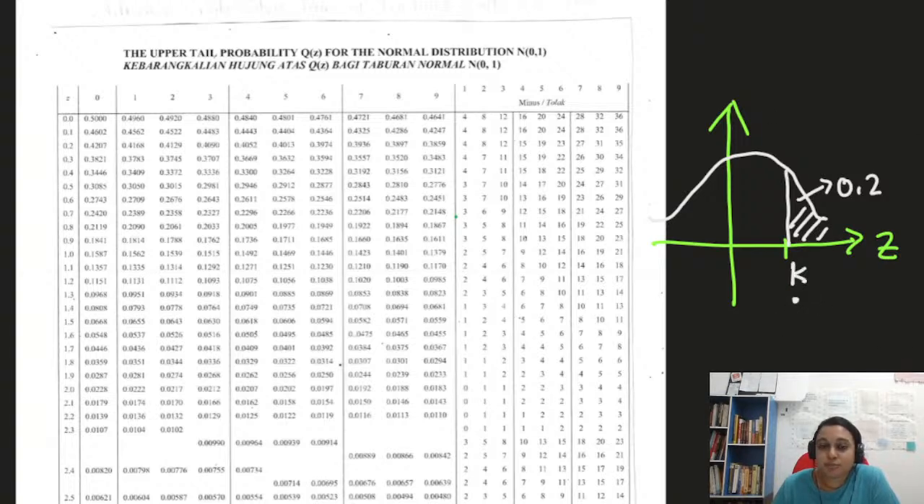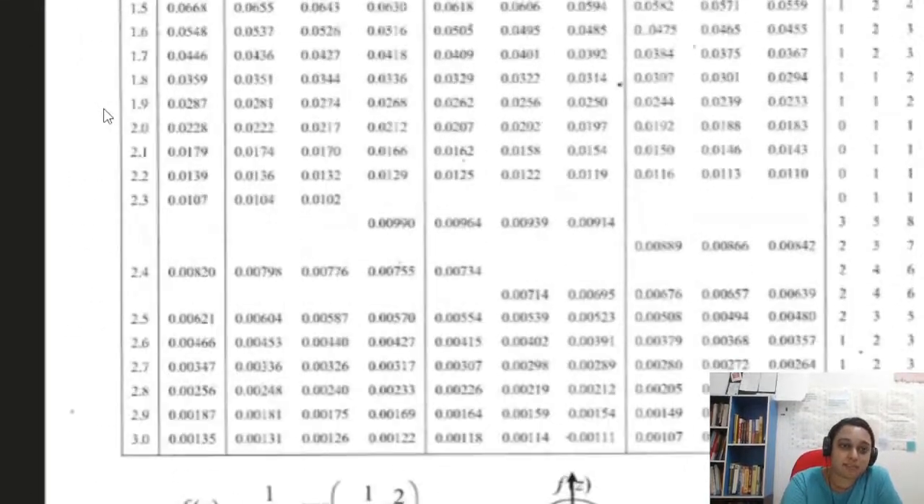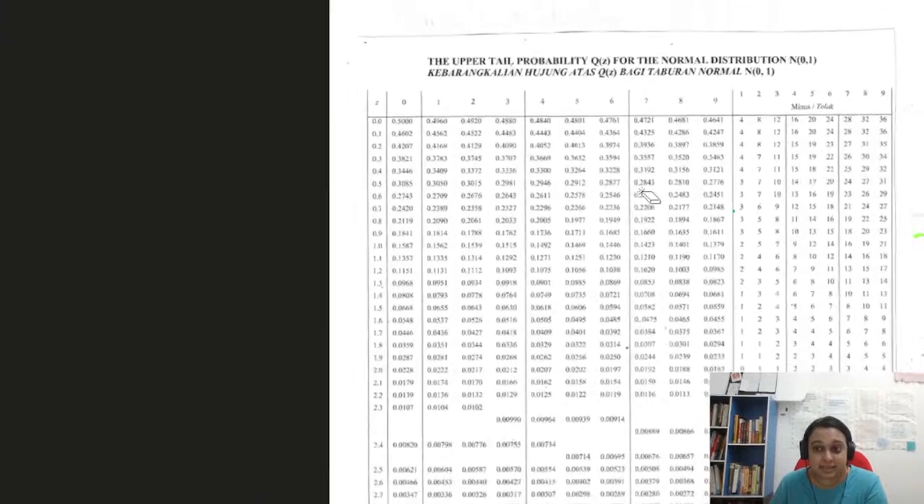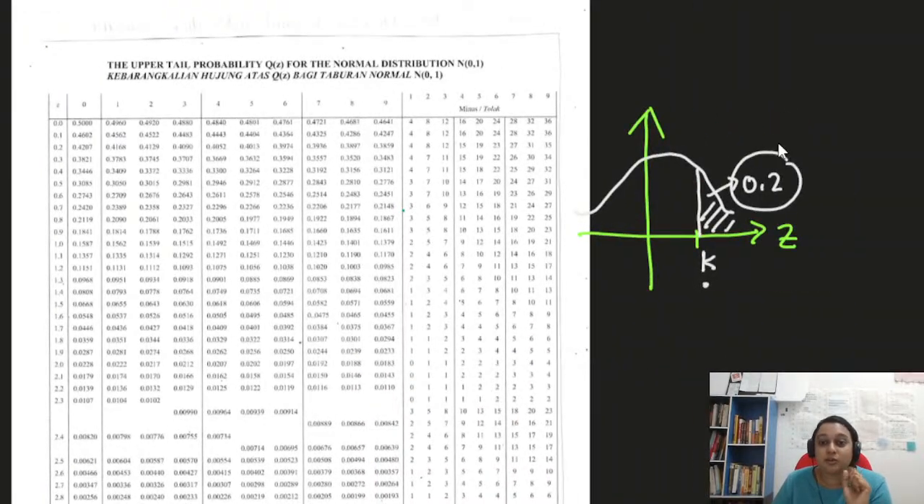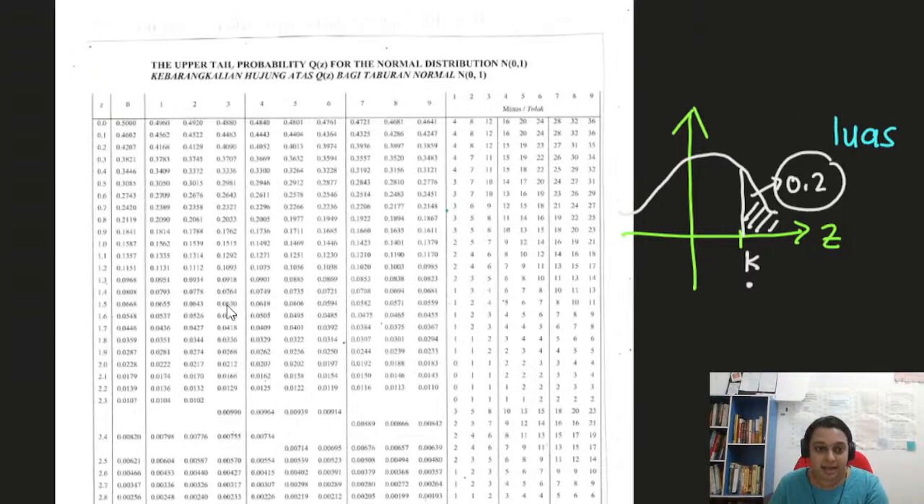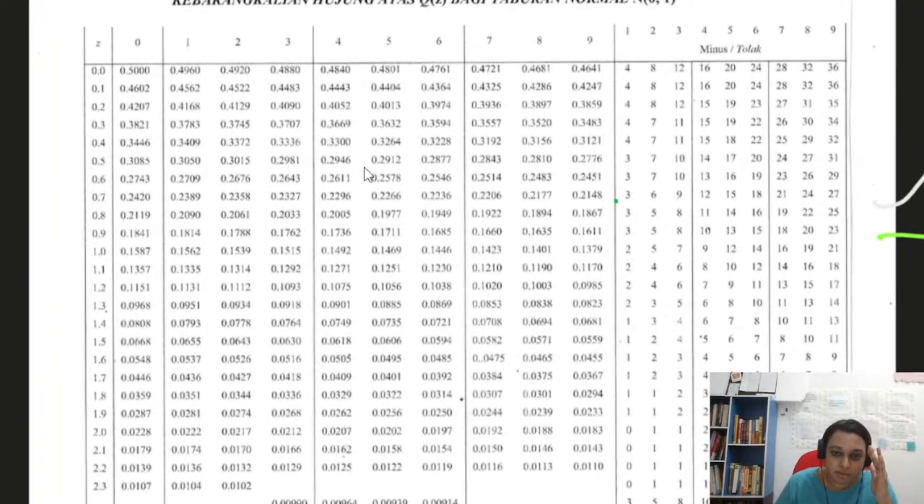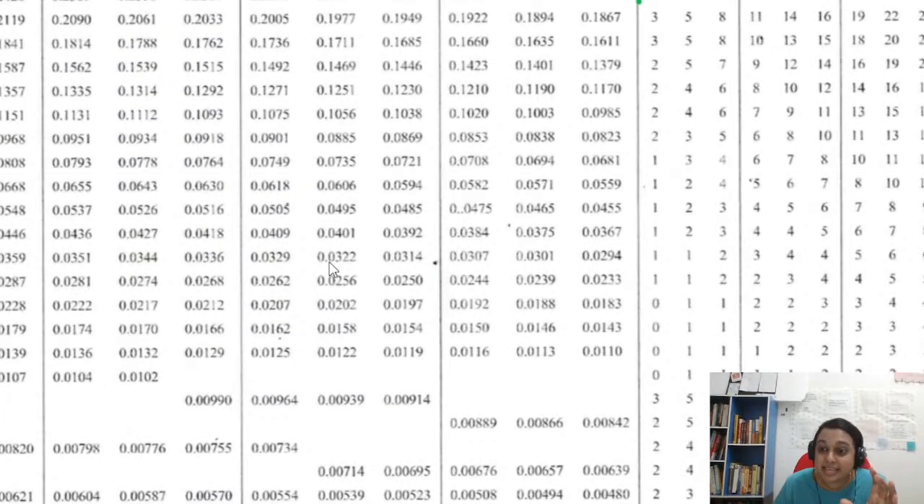Just now. So 0.2, you must not go to the graph, not graph, sorry, table, and then, oh, I got my 0.2 here. No, not like that. The 0.2 is not the paksi. The 0.2 is the luas, is the area. So area, you must find it from the middle of the graph. That is why you must go to your table, find 0.2.